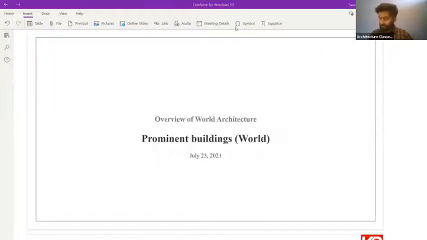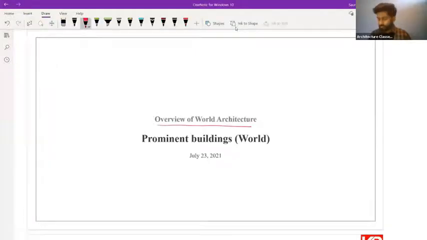And today we'll be looking at an overview of world architecture, that is your book 2, in which we'll study about the prominent buildings of the world. So this would be for today.